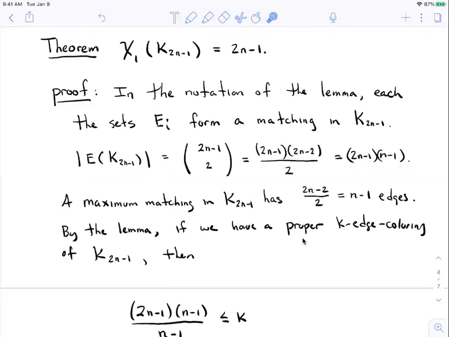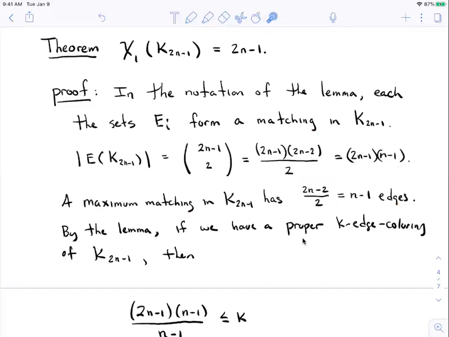Okay. A maximum matching, you remember what that is? It's a matching with the most possible edges. Well, it's going to have exactly half the number, because each vertex in K_{2n-1} is incident with 2n-2 other vertices, that's an even number. So a maximum matching would have exactly half that number of edges. So half of that number is n-1. A maximum matching in K_{2n-1} has n-1 edges.